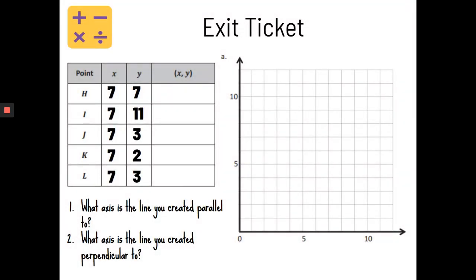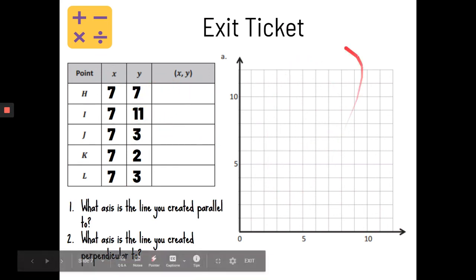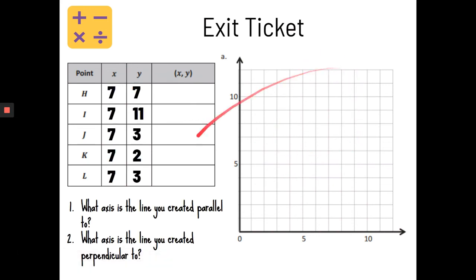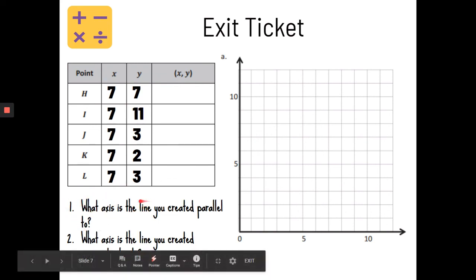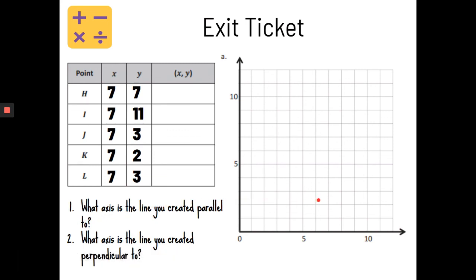We're going to do the exact same thing. We're keeping it simple. You're going to take these coordinates for x and y. You're going to make coordinate pairs over here for them. And then you're going to plot them on your chart. It's the exact same thing. I just changed the numbers up a little bit. And then you're going to answer these two questions. What axis is the line you created parallel to? And what axis is the line you created perpendicular to?